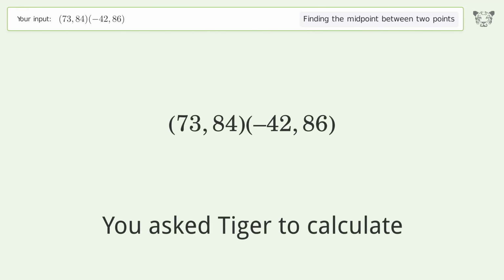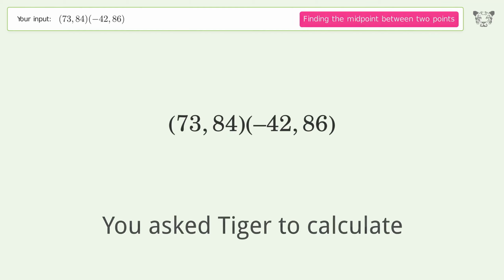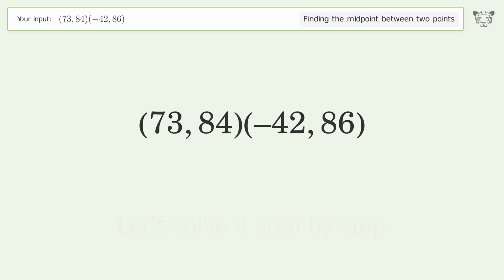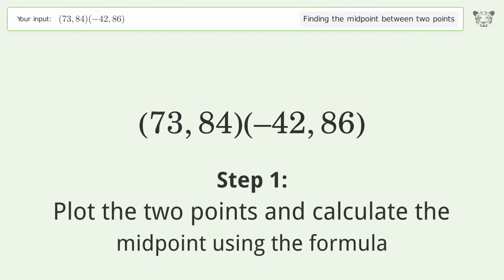You ask Tiger to calculate. This deals with finding the midpoint between 2 points. The midpoint between the 2 points is 15.585. Let's solve it step by step. Plot the 2 points and calculate the midpoint using the formula.